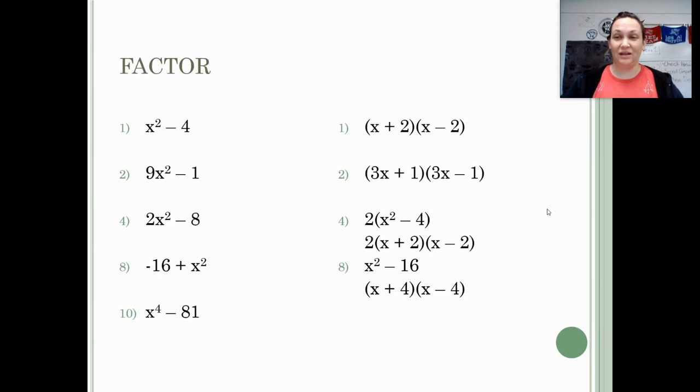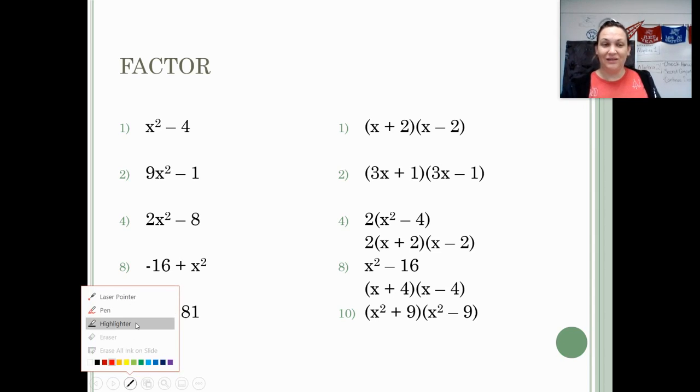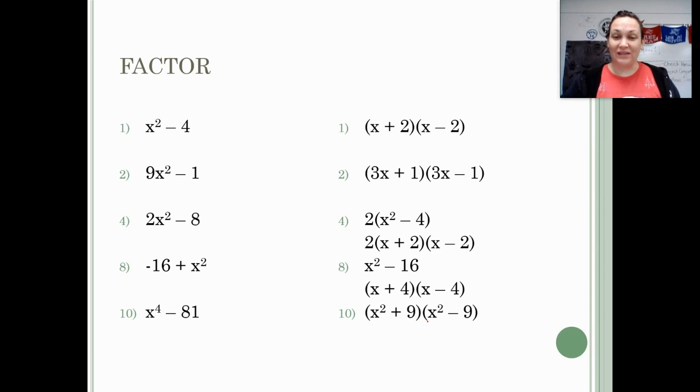Finally, number 10. We wrote down earlier that the square root of x to the fourth is x squared. So I get x squared plus 9 and x squared minus 9. But this is not the final answer. We can do more stuff with it. If we take a look at this second parentheses, x squared minus 9, that is also a difference of squares.